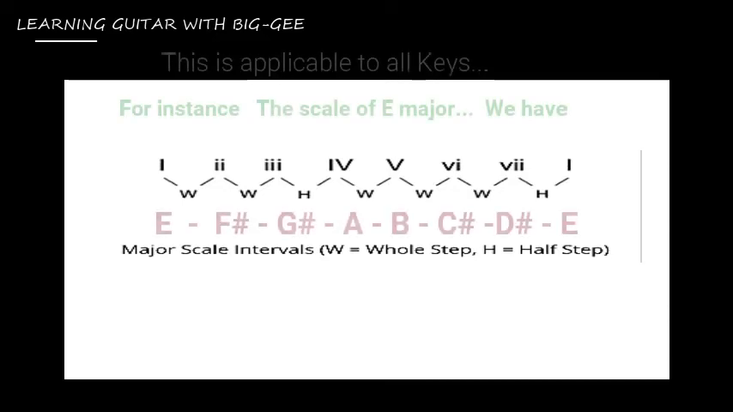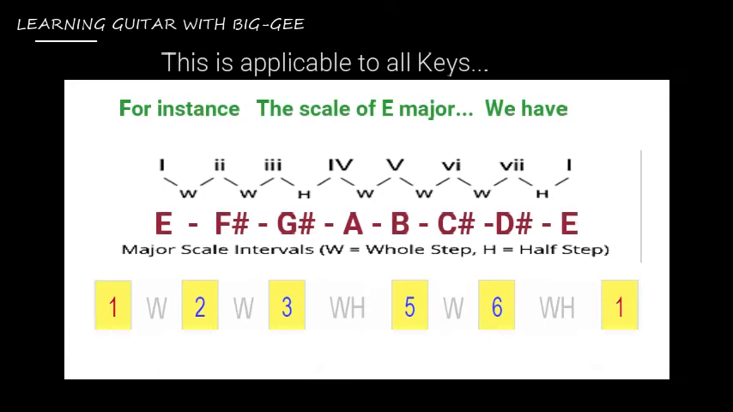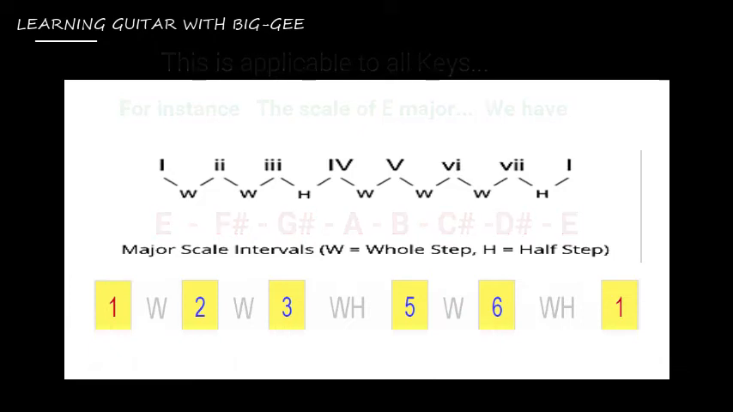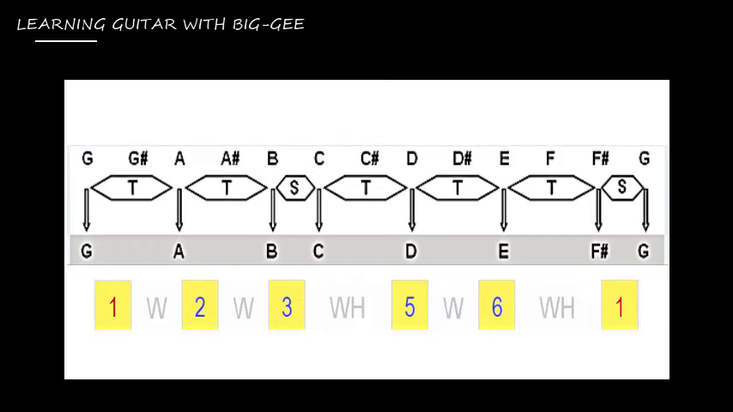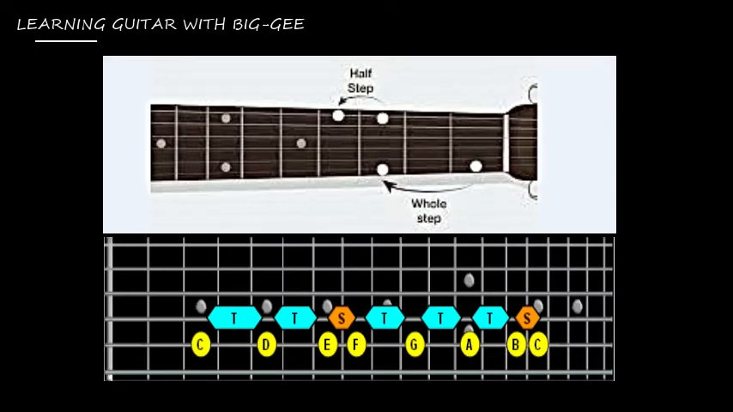For instance, in the scale of E major, we have E. Apply a whole step, what we have is F sharp. Apply a whole step again, we have G sharp. Apply a half step according to the formula, we will have A. Apply a whole step, we have B. Apply a whole step, we have C sharp. Apply a whole step, we have D sharp. Apply a half step, we are back to E. Crazy fun, right? So this can be applicable to any key. Now that we have fully understood this basic music theory, we apply it to fill up the notes along the fretboard.